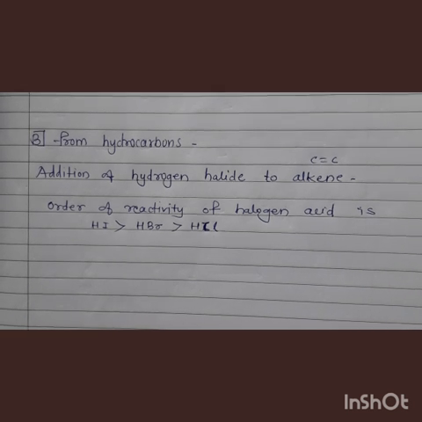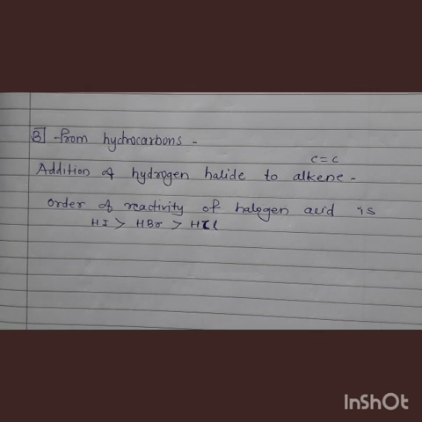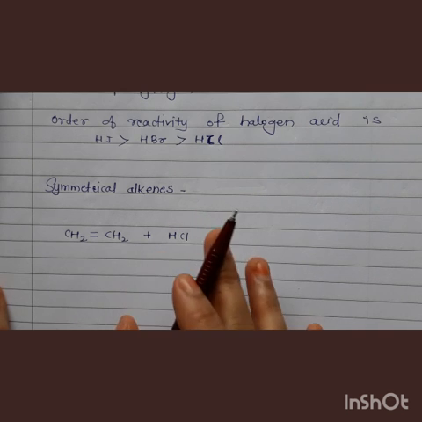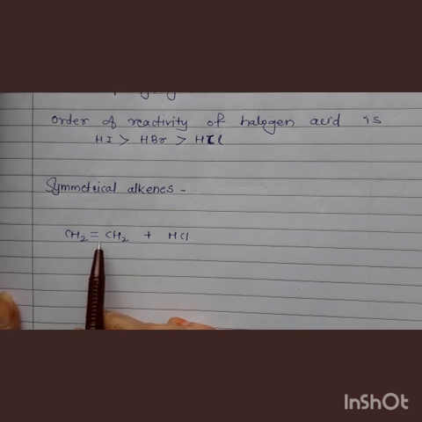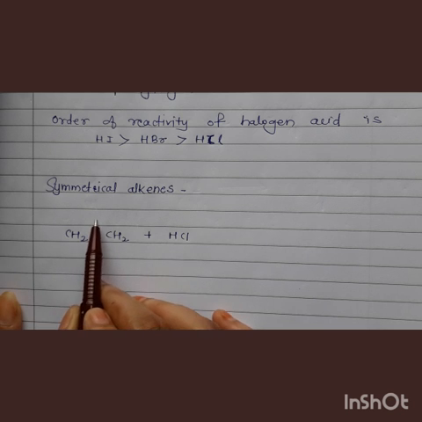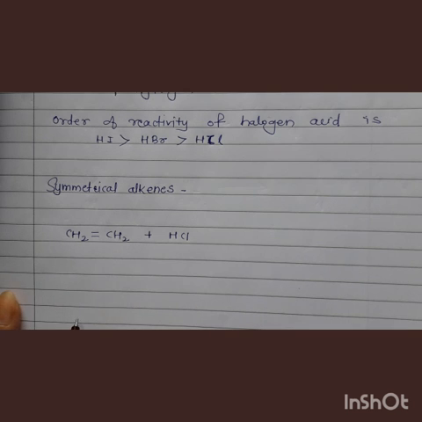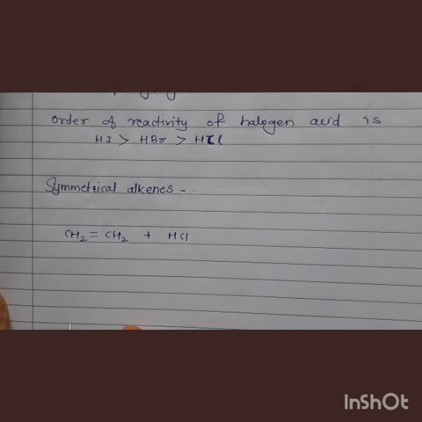You have studied this reaction in standard 11 also. So let us see how the reaction takes place. Let us see symmetrical alkenes first. Alkenes are of two types, symmetrical and unsymmetrical. Symmetrical means if you see the double bond, on either side of the double bond the same groups are present. If you cut this molecule from here, you will get the same or equal parts. That is called a symmetrical alkene. The alkene which has similar groups on either side of the double bond is called a symmetrical alkene.